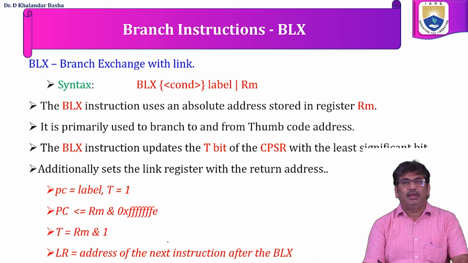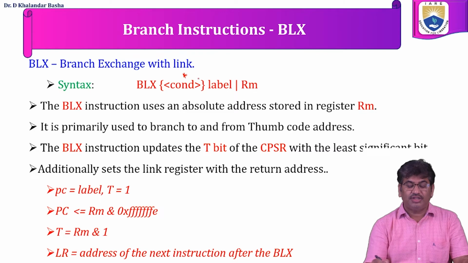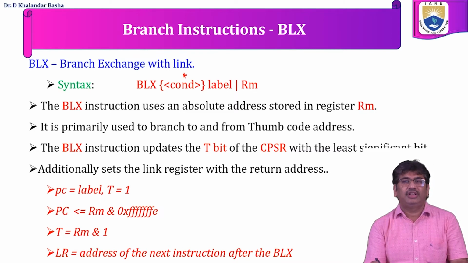The next instruction is the BLX instruction, branch exchange with link. The syntax of the instruction is BLX, optional condition, label or Rm register. The BLX instruction uses an absolute address stored in the register Rm. It is primarily used to branch to and from Thumb code address. The BLX instruction updates the T bit in the CPSR register with the least significant bit. Additionally, it sets the link register with the return instruction, which is the address of the next instruction following BLX.